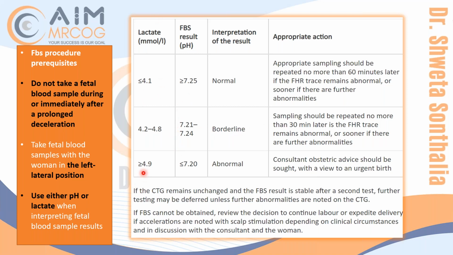The same way with lactate, high lactate is bad, so more than or equal to 4.9 is bad, less than or equal to 4.1 is normal, anything in between is borderline. What will you do if you do a fetal blood sampling and you get a normal result? You're worried the CTG was pathological, so you did the sampling and the sampling came out with a normal pH. What are you going to do?